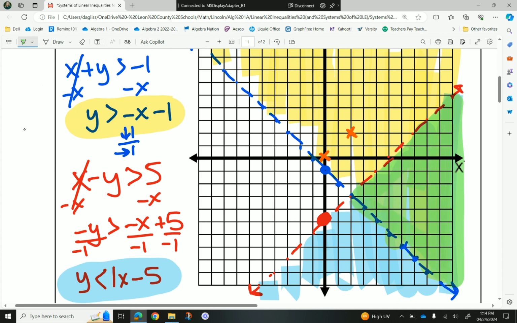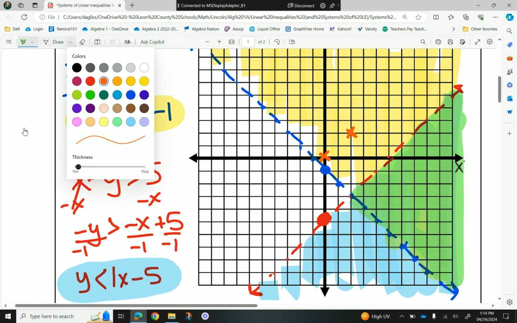The answer is anything in the green. Anything in the green is an answer. Everything in the green is an answer. I'm just asking you, if I were to pick certain points, would they or would they not be a part of my solution? Okay? So the origin was no. The 0.22 is a no.